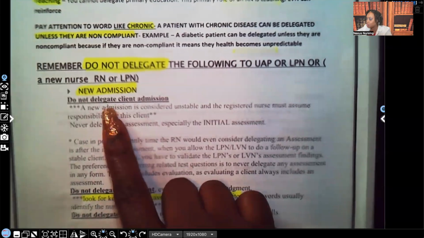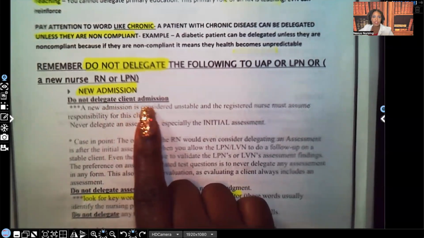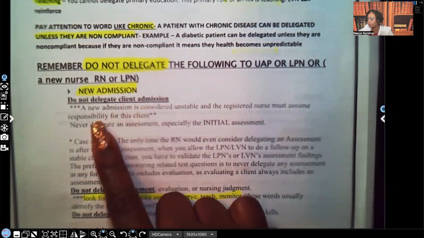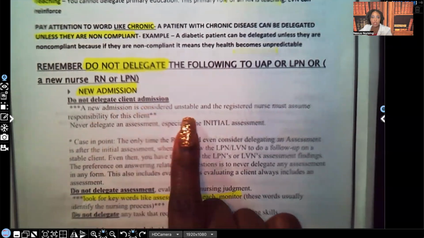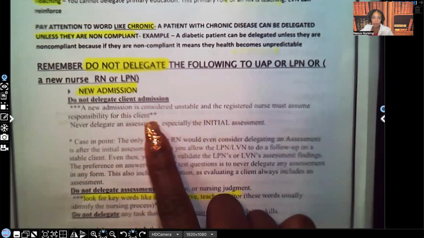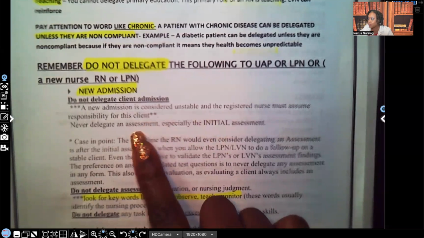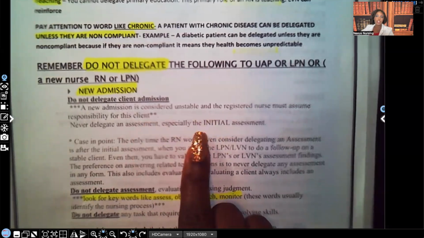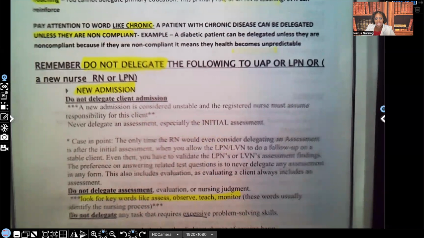So let's take a look. Do not delegate client admission. And I've said that a million times. That takes in-depth assessment and teaching. A new admission is considered unstable, and the registered nurse must assume that responsibility. Never delegate an assessment, especially if it's an initial assessment. That initial assessment needs to be done by the registered nurse.